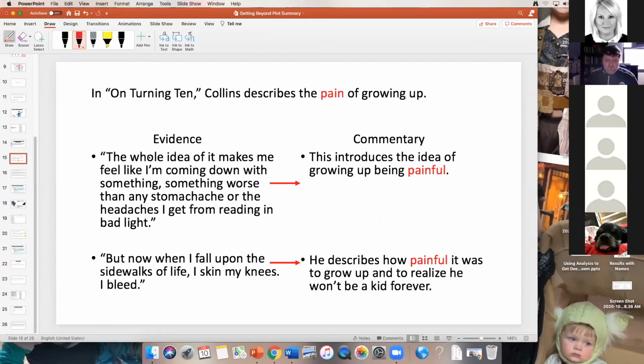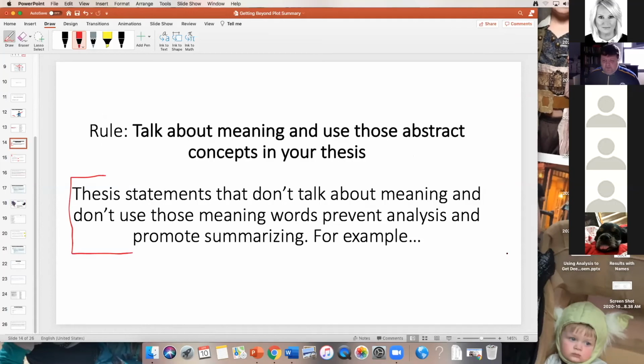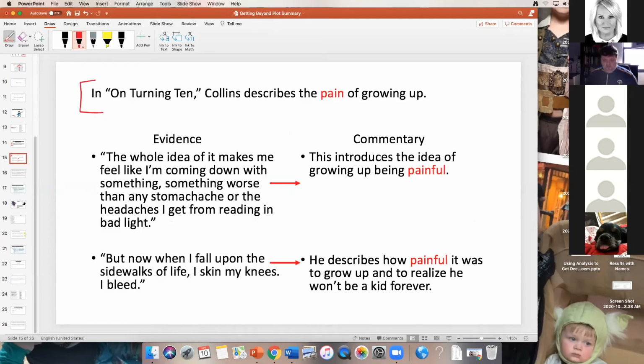Let me give you an example. This is a real student essay from the mock. This is part of it anyway. So this student argued that in "On Turning 10," Collins describes the pain of growing up. Now, this kid will get the thesis point. They will get a 1 in row A. But here's the problem. Is there any way to dispute that this speaker feels like growing up is painful? Is that up for debate? It's not, right? No one that reads this poem can debate this.